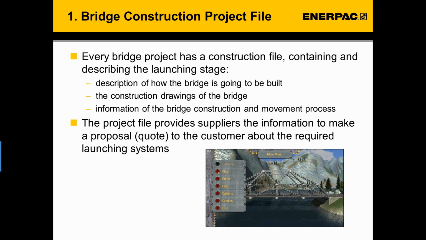An important part of the construction process is the bridge construction project file. Here the design engineers will register how the bridge is going to be built. The project file will also contain the technical drawings of the bridge, and it will contain information about the predicted movements of the different bridge elements. The information in the bridge construction file is crucial, as it provides you with information which is needed to provide your customer with a relevant proposal as to which controlled hydraulic systems he requires to carry out the construction.